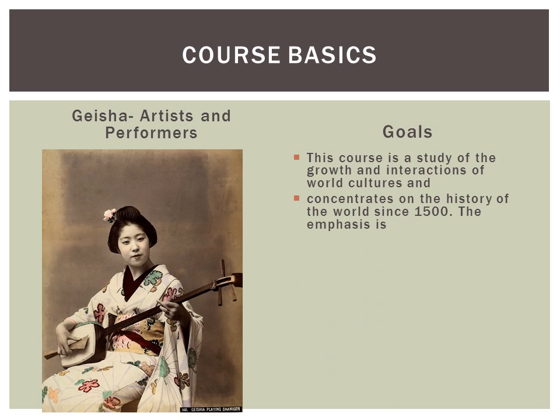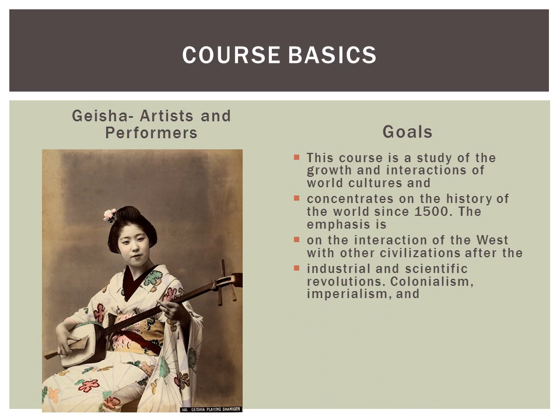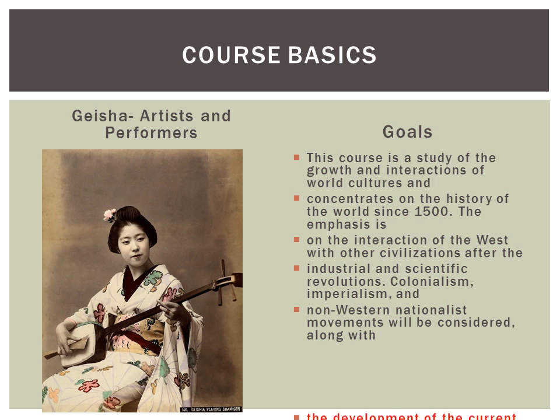So the first goal is that the course is a study of the growth and interactions of world cultures and concentrates on the history of the world since 1500. The emphasis is on the interaction of the West with other civilizations after the industrial and scientific revolutions. Colonialism, imperialism, and non-Western nationalist movements will be considered along with the development of the current world situation.